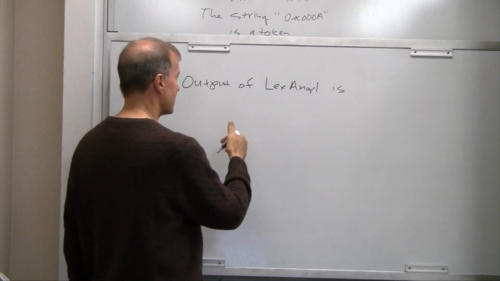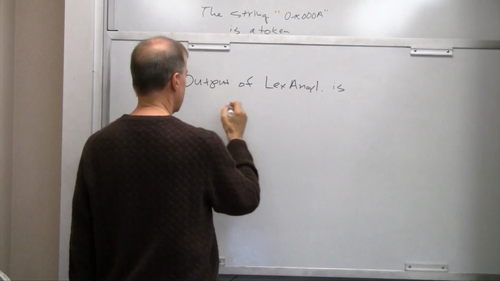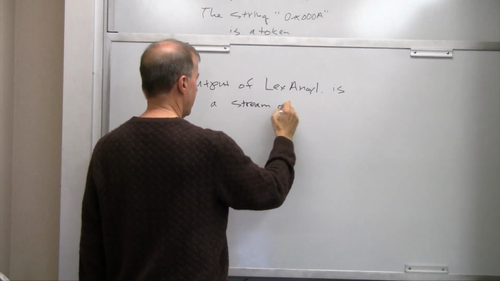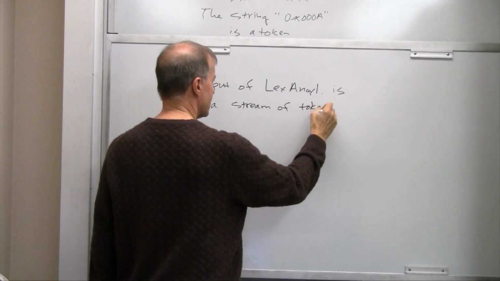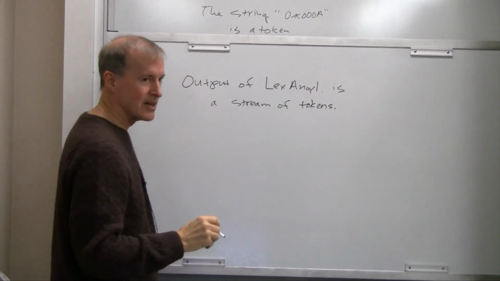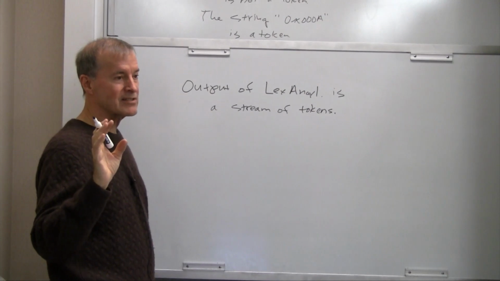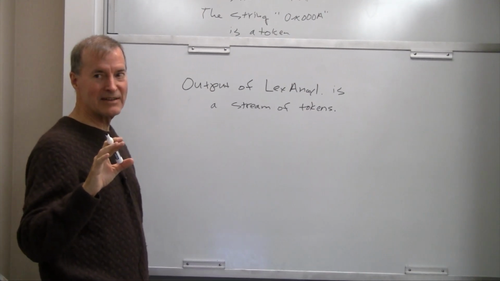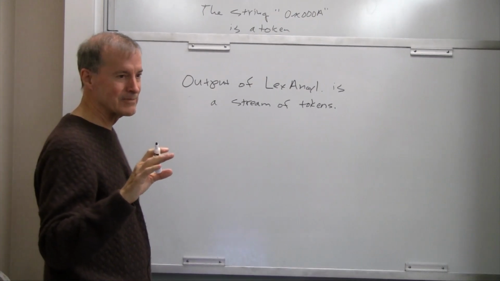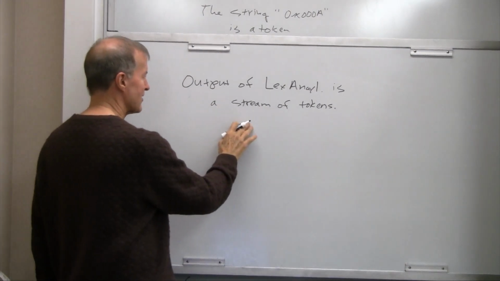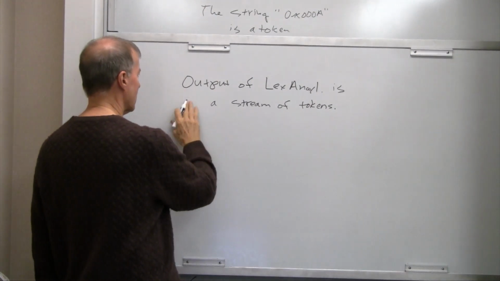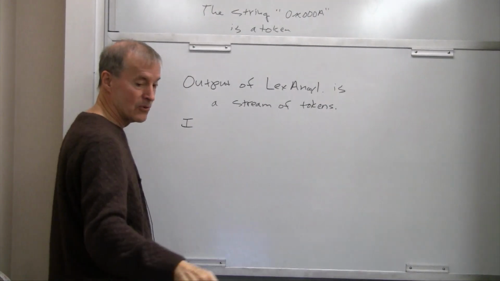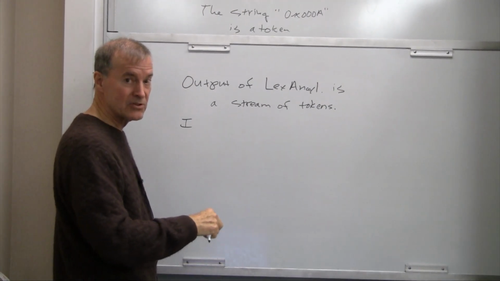So the output of the lexical analyzer is a stream of tokens. Now you've got to get this concept. The program is going to be hundreds of lines long. If you don't have the overall concept, we're going to get lost in the details. Okay? So the output of the lexical analyzer is a stream of tokens, and that stream of tokens is the input to the parser.